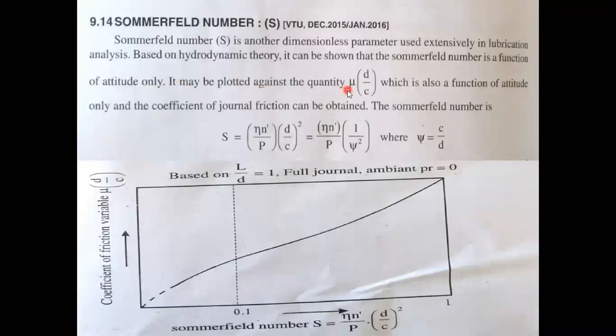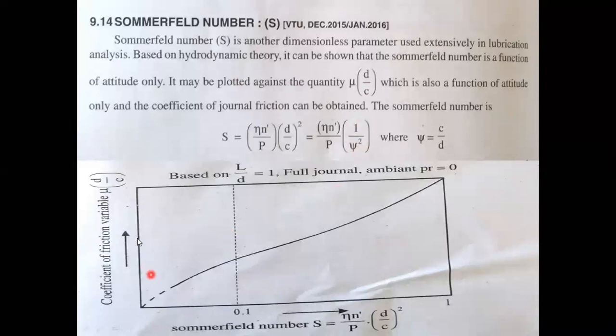It may be plotted against the quantity mu d by c, where mu is nothing but the coefficient of friction, d is the diameter of the journal, and c is the diametrical clearance. So, which is also a function of attitude only, and the coefficient of journal friction can be obtained. Therefore, the Sommerfeld number is represented by eta n dash by p into d by c whole square, or eta n dash by p d by c can be written as 1 divided by psi, where psi is equal to c divided by d, the diametrical clearance ratio. Therefore, we can write it as 1 divided by psi square.